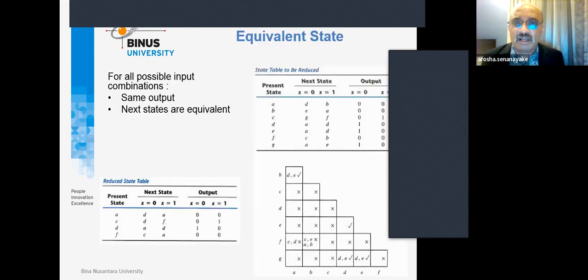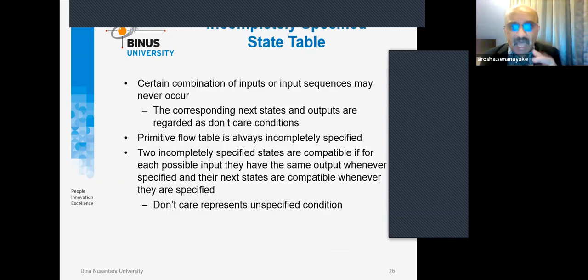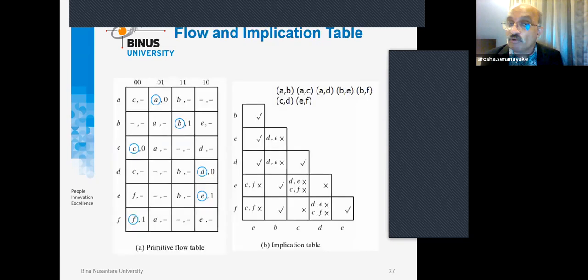I don't want to touch this one as such first. I want to touch this one first, because then you understand perfectly how we can derive the implication table. We have don't care conditions, as we found in the primitive flow table. So this is the primitive flow table we have. How can we get the implication table? That's the important one.